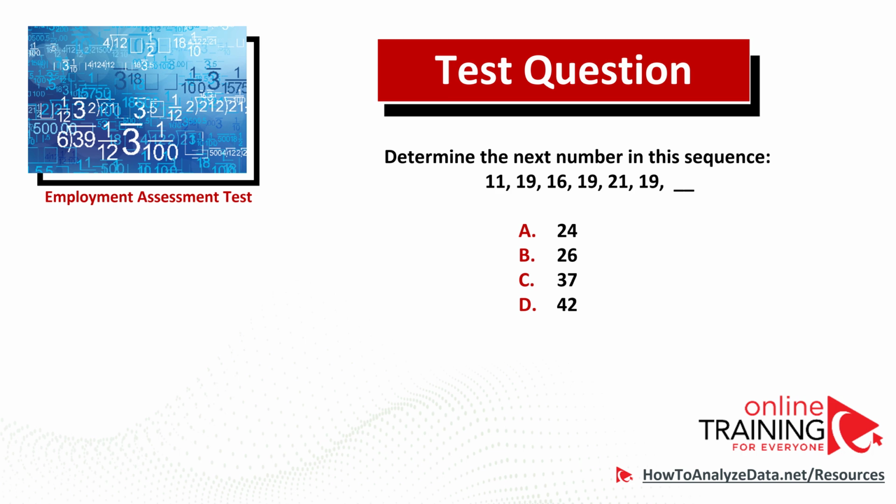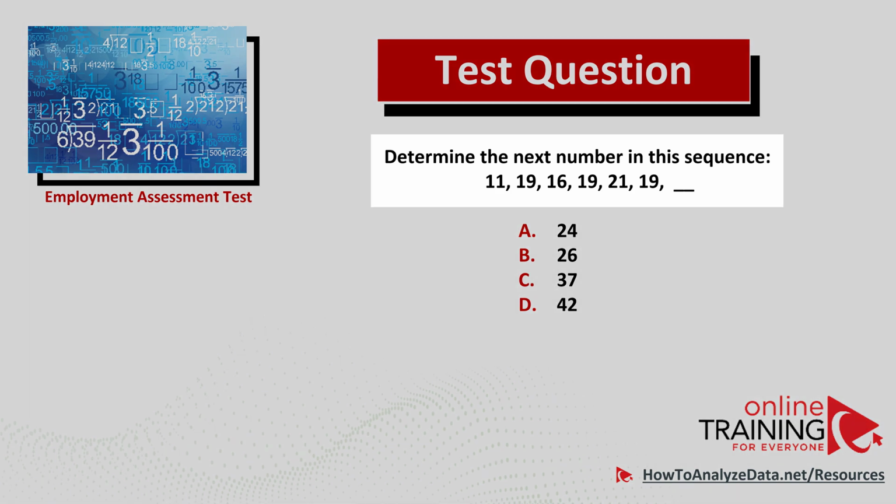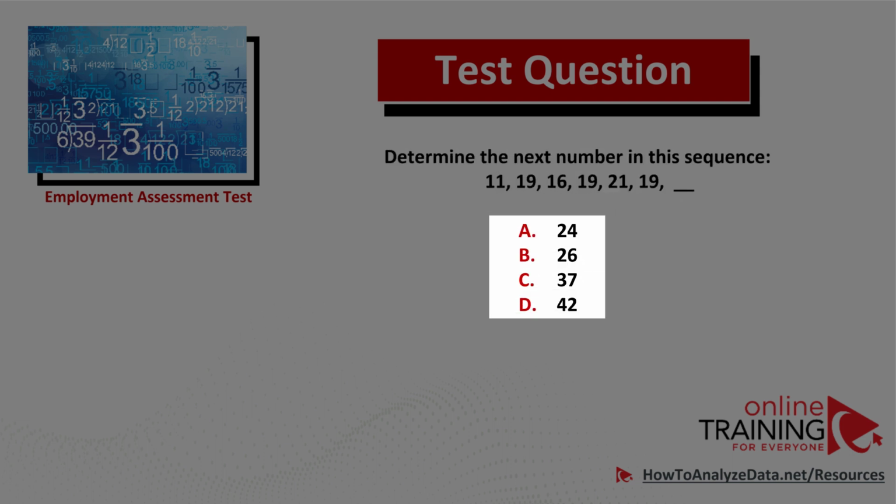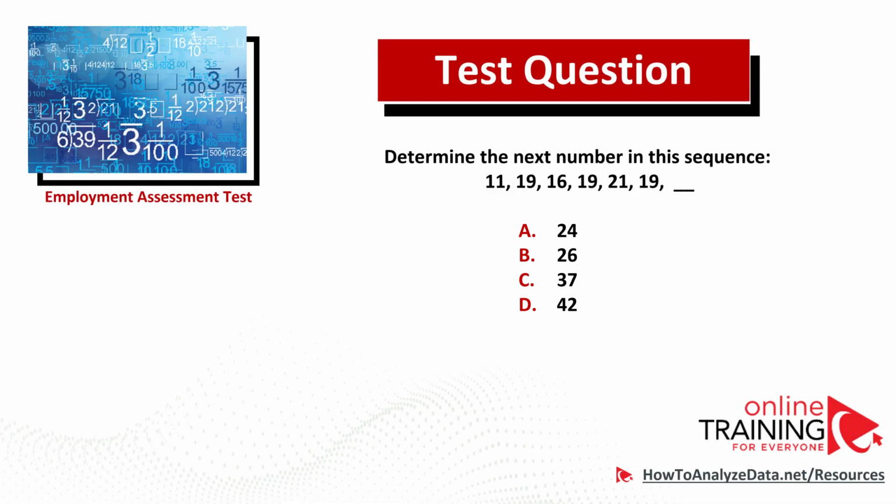Let's look at the interesting and at the same time tricky question which we frequently see on the test. Determine the next number in the sequence, and you have a sequence of numbers 11, 19, 16, 19, 21, 19, and you need to determine the next number out of the four choices provided. Choice A, 24, choice B, 26, choice C, 37, and choice D, 42. Do you think you know the answer? Now might be the right time to pause this video to see if you can come up with the answer on your own.